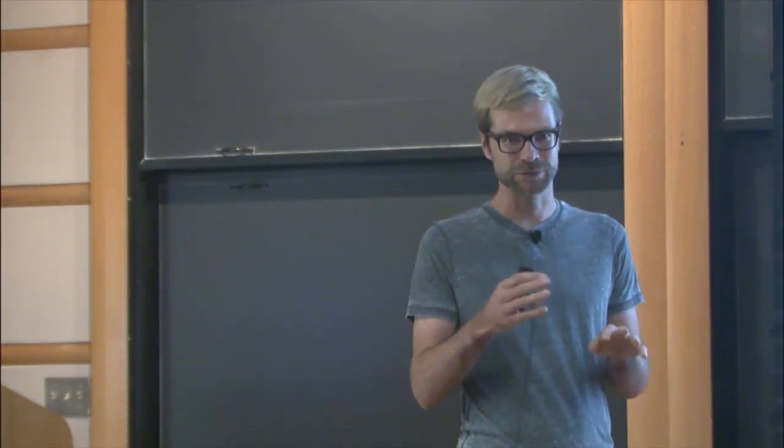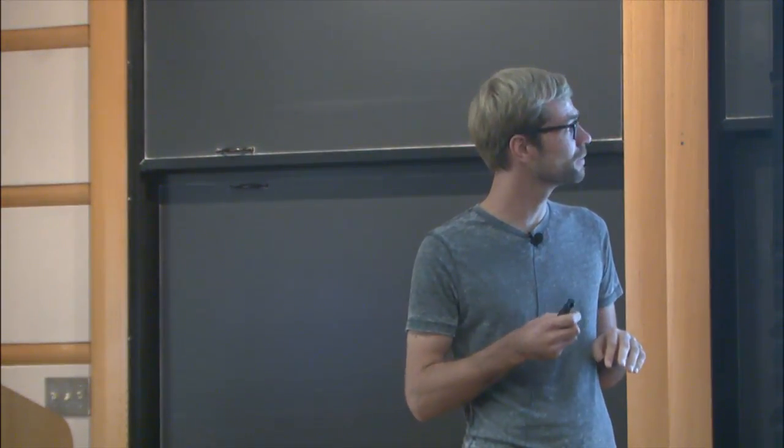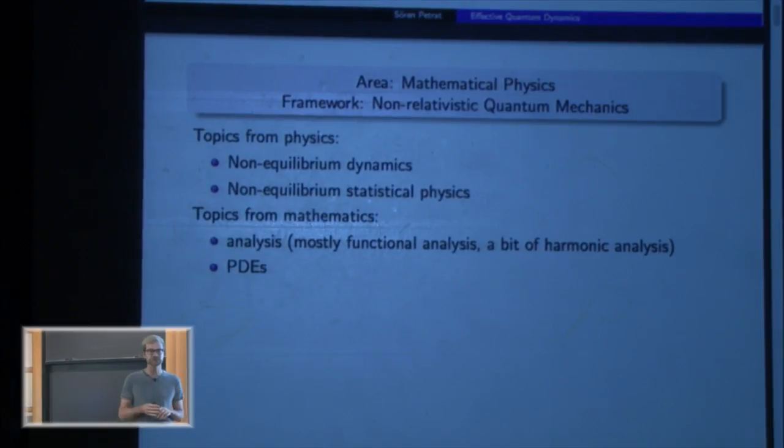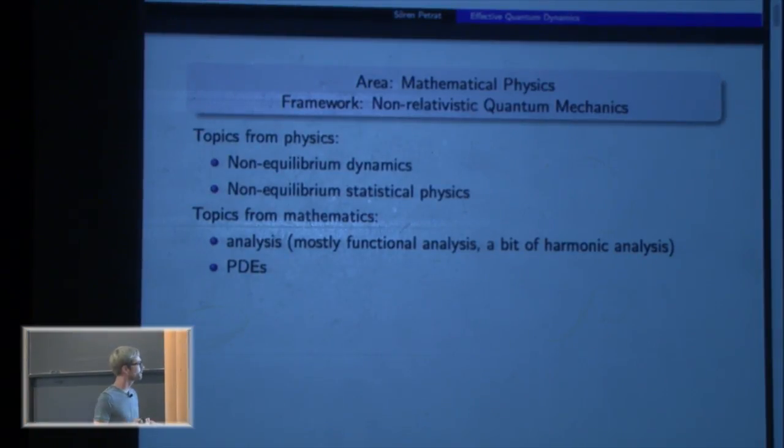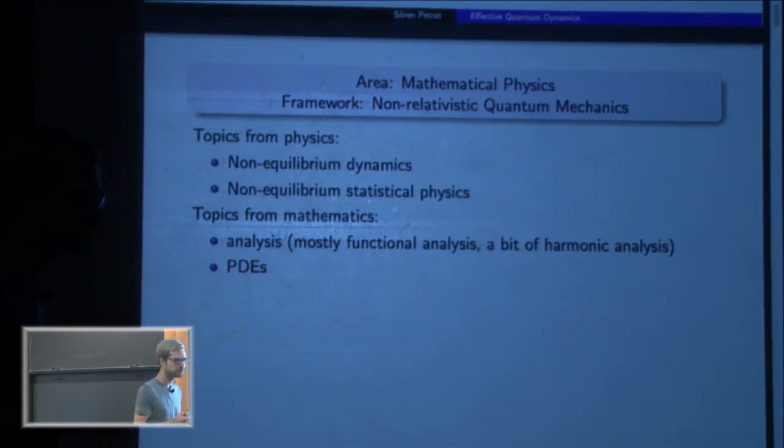And maybe first, to give you a little bit of an idea of where my research area is located, I would say I work in mathematical physics. And the framework or the physical theory that I'm interested in is non-relativistic quantum mechanics, or many-body quantum mechanics. From a physical point of view, you could say the topics lie in the area of non-equilibrium statistical physics or non-equilibrium dynamics. So I look at things that change in time.